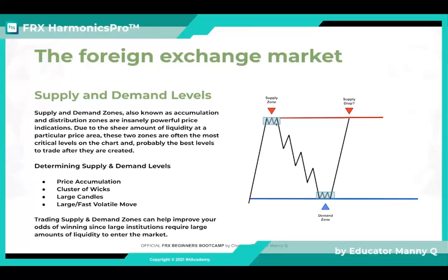Meaning that when the banks are entering the market, they're causing these big, drastic, radical moves in the market, which are making the market move hundreds and hundreds and hundreds of pips at a time. And many a times when you're trading a supply and demand level, you're simply trading in between the zone, which we're going to get into. You're typically trading in between the zone of a supply and demand level.